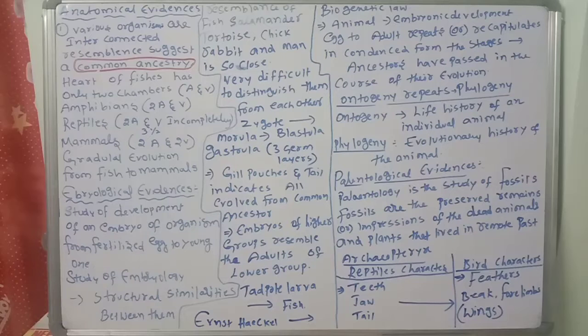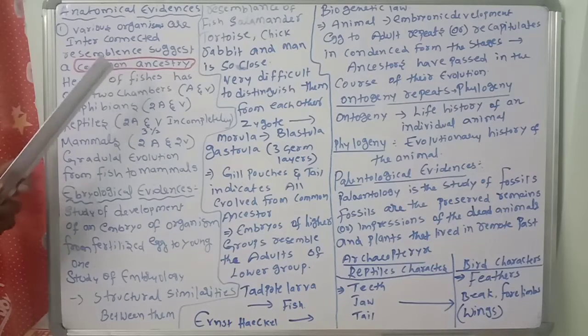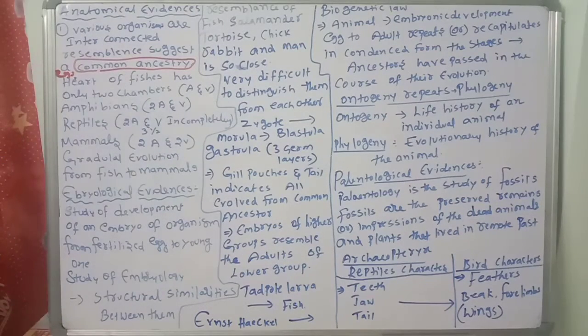What we discussed in this concept, in this video: first we discussed anatomical evidences. Various organisms are interconnected, and resemblance suggests a common ancestry. What is the example? The example is the heart of fishes. The heart of fishes has only two chambers, auricle and ventricle.